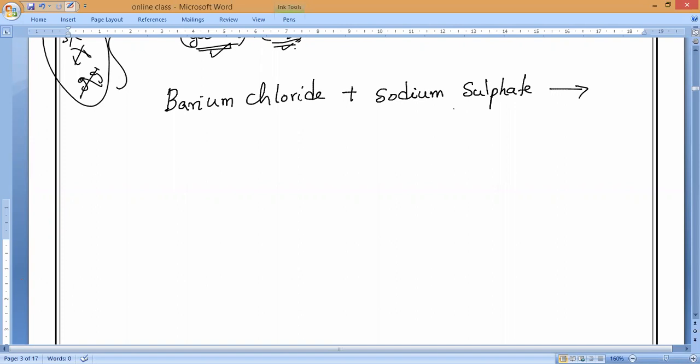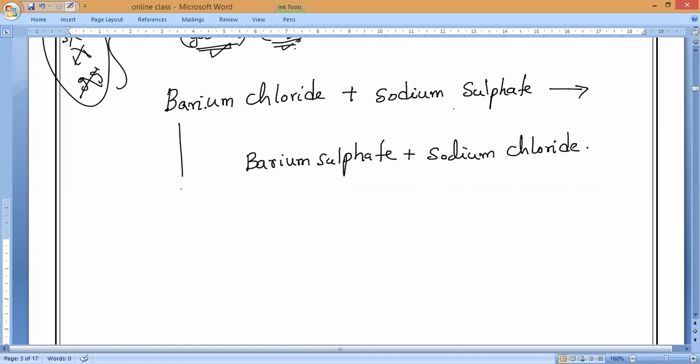So barium chloride reacting with sodium sulfate. Then what products will come? You have to tell me. Sodium chloride, very good. And barium sulfate. Let me write barium sulfate first. Barium sulfate plus what is remaining? Sodium chloride. So all of you remember here, if you notice, as we know, insoluble substance. What is the insoluble solid substance? What will come in aqueous state? Tell me.